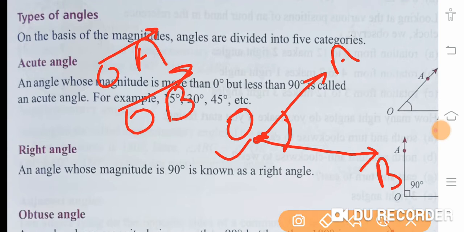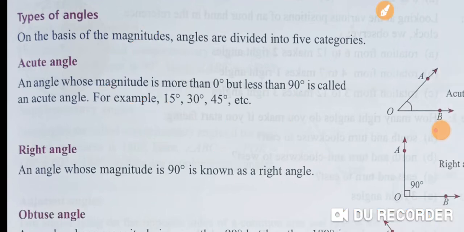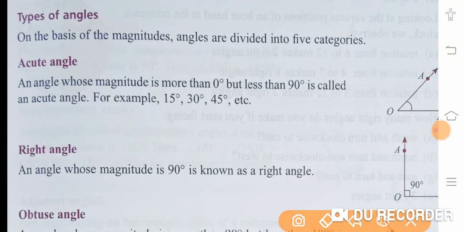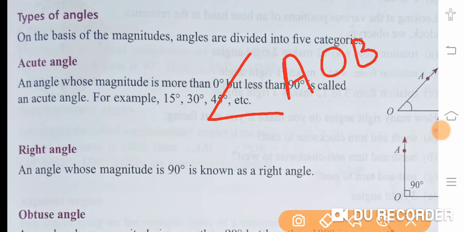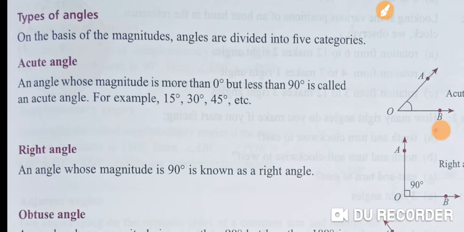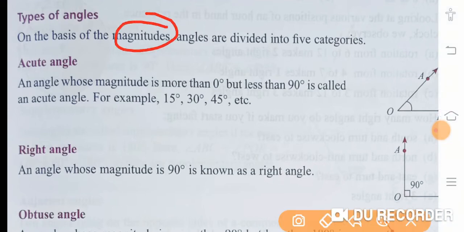And how will you represent the angle, my dear? This is the angle. It is the angle AOB. Okay. Now, types of angle. On the basis of magnitude, angles are divided into five categories.